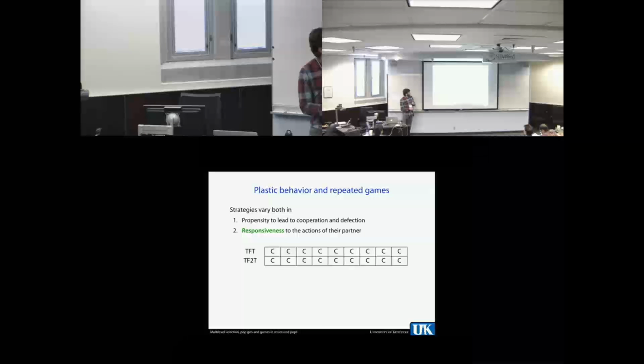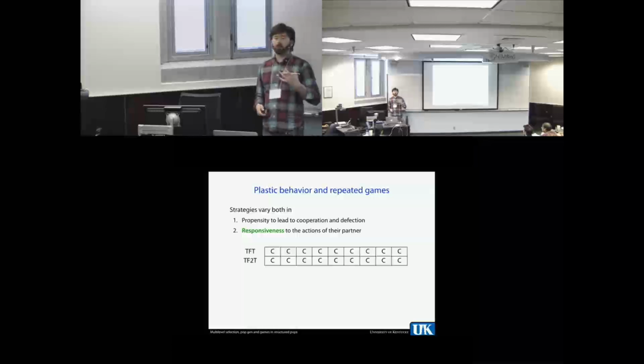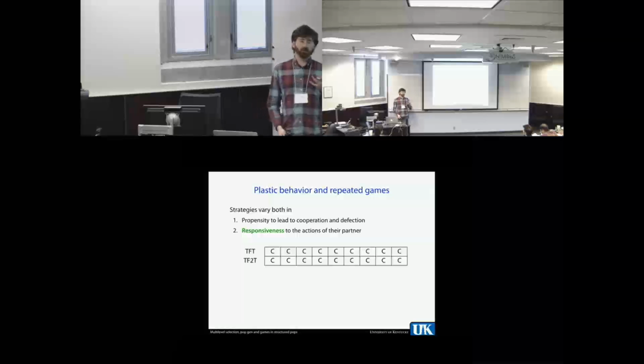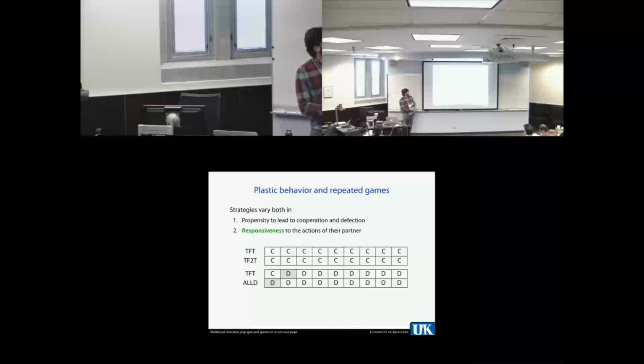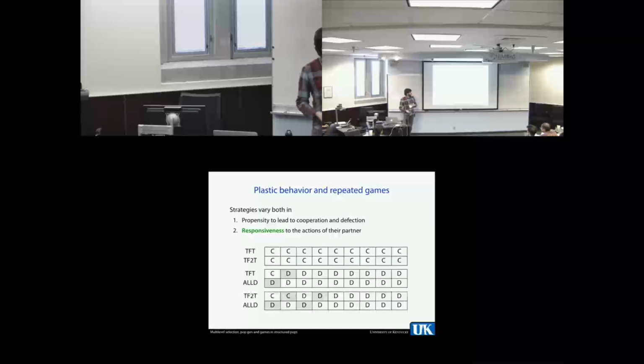To give an example, this is a tit-for-tat individual who plays the strategy their partner played in the last round, and this is a tit-for-two-tats individual who will only retaliate by defecting if their partner defects twice in a row. So if the tit-for-tat individual plays someone who always defects, then immediately after the partner defects, they continue defecting. And if this tit-for-two-tats plays against an all defector, it takes two defections before this individual starts defecting.